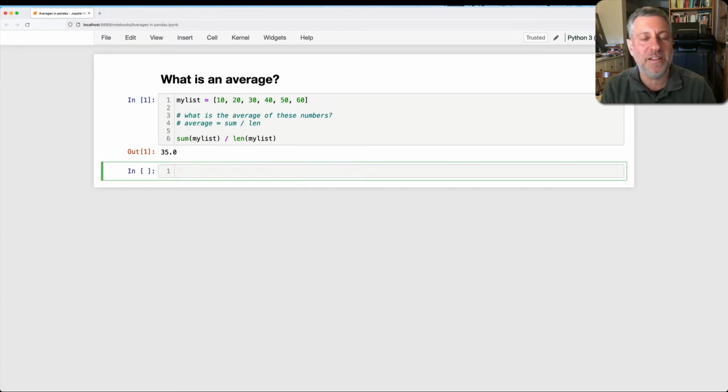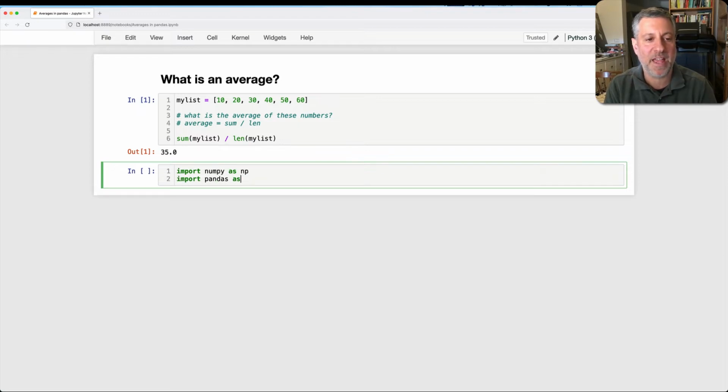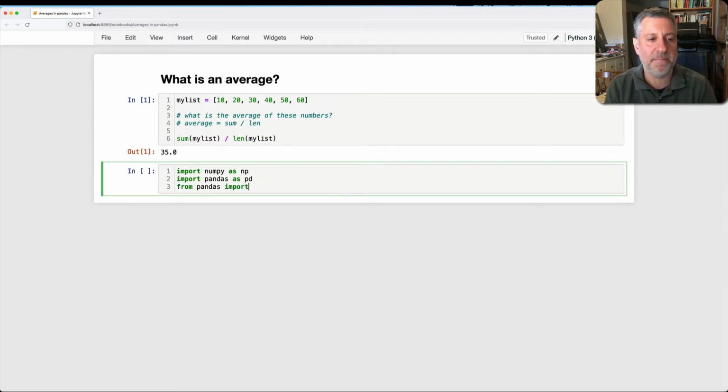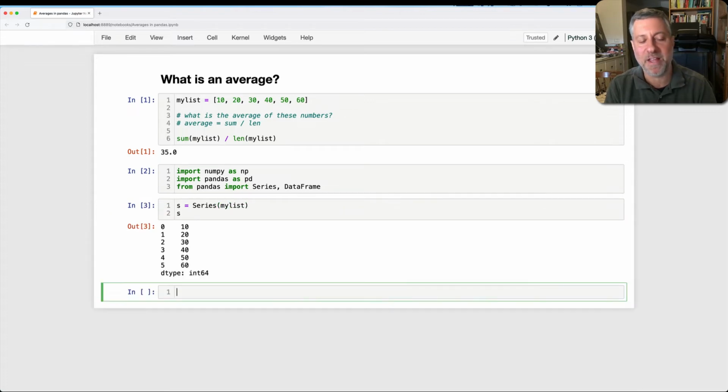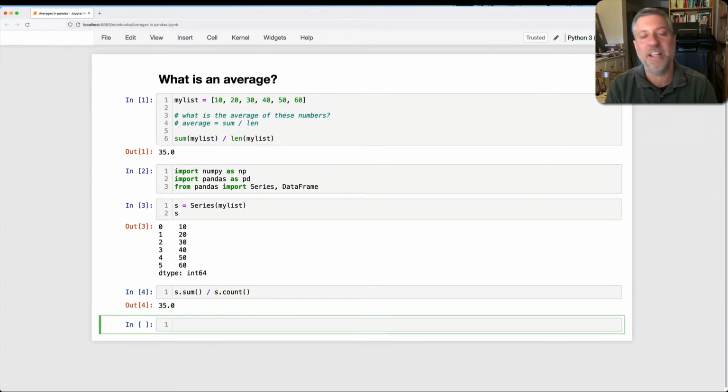And I can do this in NumPy and Pandas just as easily. I can say here, import numpy as np, import pandas as pd, from pandas import Series and DataFrame. And now I can say s equals, let's do a series based on my list. And I've got that. And I can say s.sum() divided by s.count(). And that's going to give me 35 again.